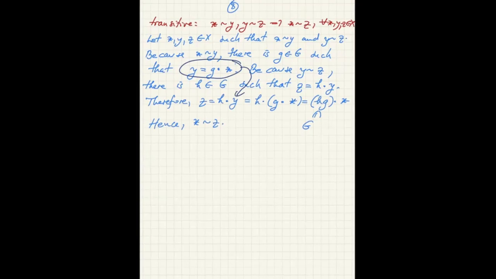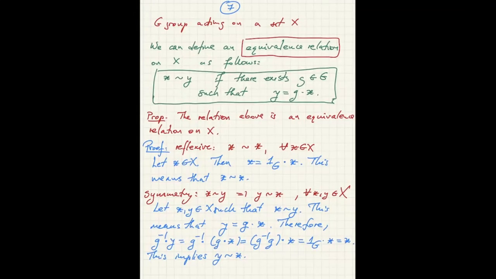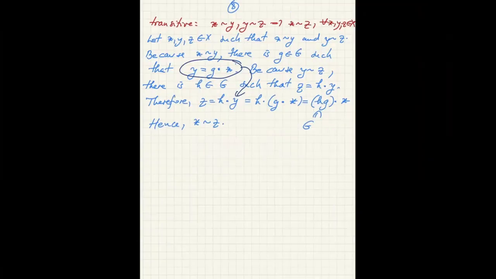So we proved that this binary relation is an equivalence relation, and this is quite an important result. And why is that important? Well, any equivalence relation partitions the set into equivalence classes.